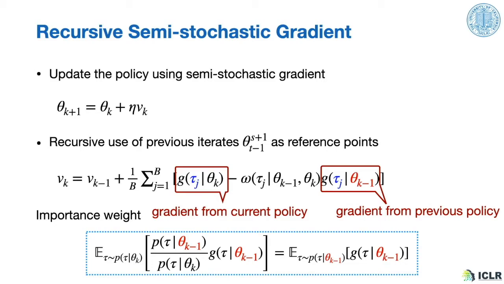Moreover, since data trajectories tau j are collected from the current policy theta k instead of theta k-1, the third term in the definition of Vk is not unbiased when taking the expectation over the current policy. Therefore, we need to use importance sampling to correct this distribution mismatch.